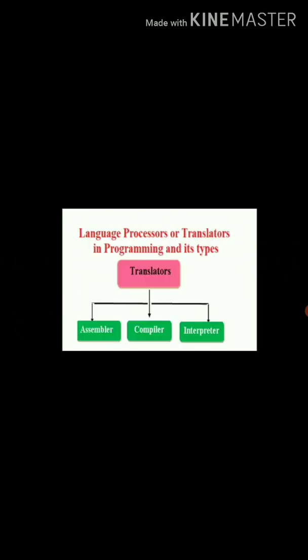Next is translator. What is a translator? As you know, the computer can understand only machine language and processes only machine language. So we need a translator. A translator is a program which converts the program code into machine code. It is of three types: assembler, compiler and interpreter.